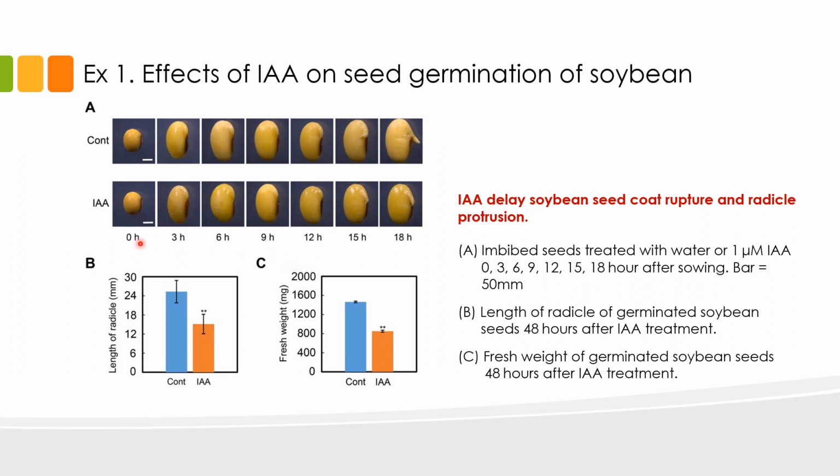These graphs below also show the effects of IAA on the actual length of the radicle and the fresh weight of seeds. As you can see, IAA treatment resulted in shorter radicles and lower fresh weight of seeds, as indicated by the orange bars in both histograms.